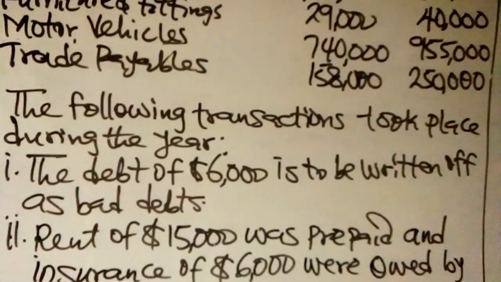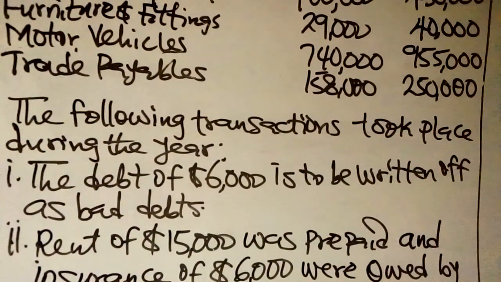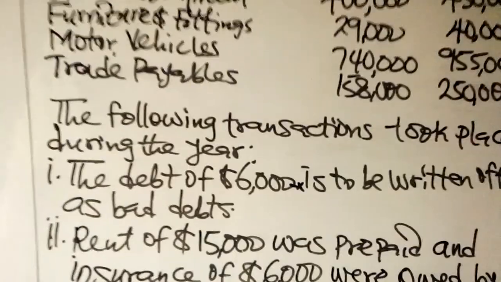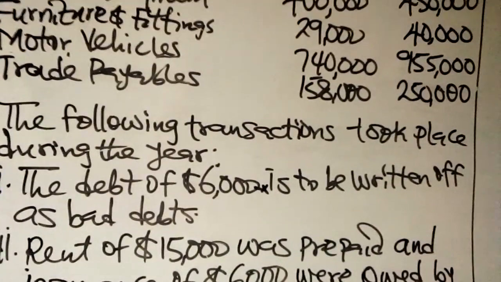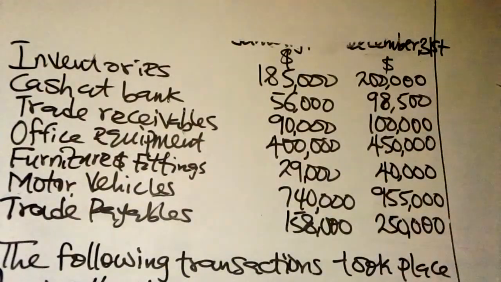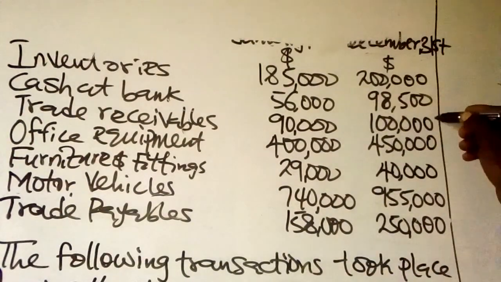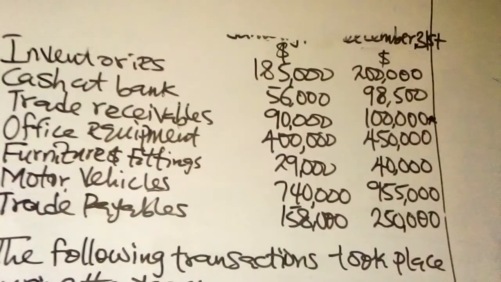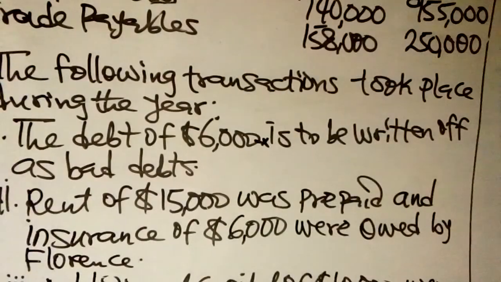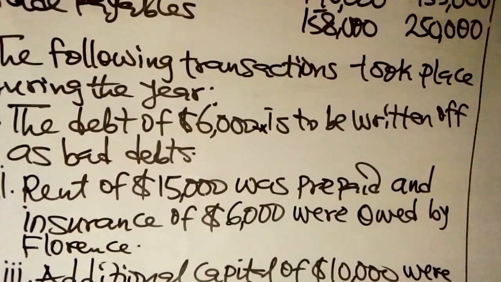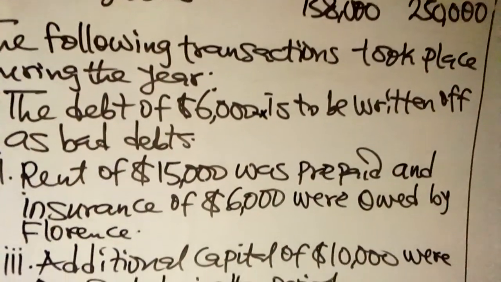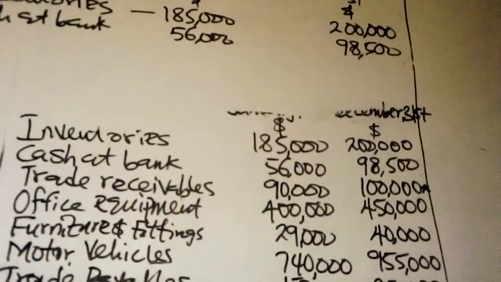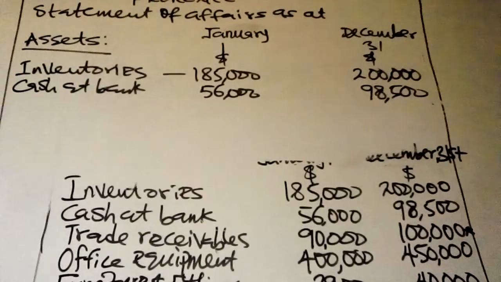The debt of 6,000 is to be written off as bad. That means the bad debts of 6,000 will affect the receivables. Part of the receivables have been declared bad debts, so you are going to subtract it from the closing balance of receivables since it occurred during the period. Then you also have rent prepaid. Rent of 50,000 was prepaid and insurance of 6,000 was owed. And we have additional capital.